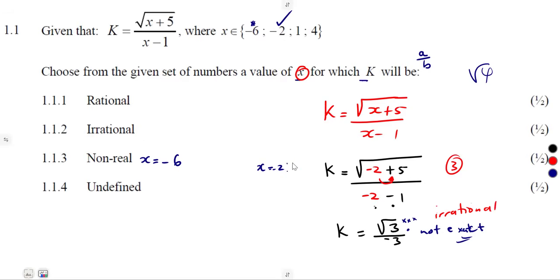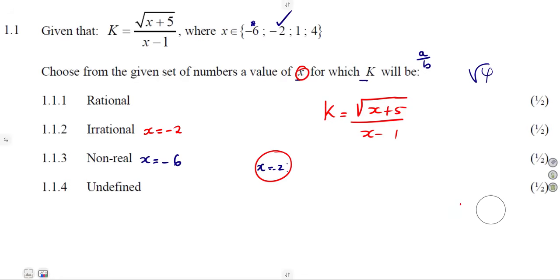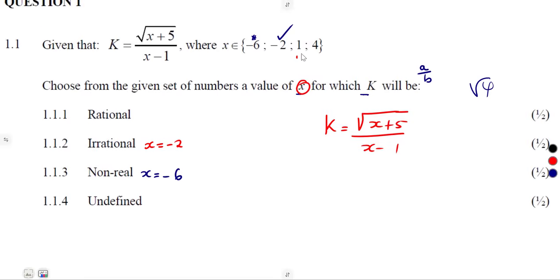So when x is equal to -2, we are going to have an irrational number. All right, we move on to another condition of our x, which is 1. So we're going to substitute in k: when we've got 1, that is square root of 1 plus 5 over our x, which is 1, so that's 1 minus 1 from this part.